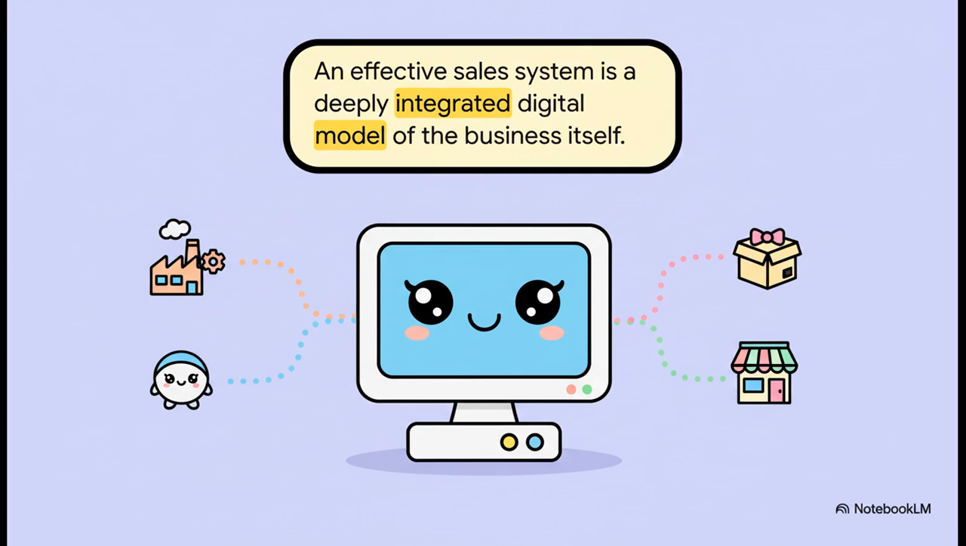So if there's one thing to take away from all this, it's this. A really effective sales system, one that can handle a global business, is so much more than just a place to store orders. It is a deeply connected, powerful digital model of the entire business. Its legal setup, how it sells, what it sells, who it sells to, everything. That's where the real power comes from, having that complete, integrated digital picture.